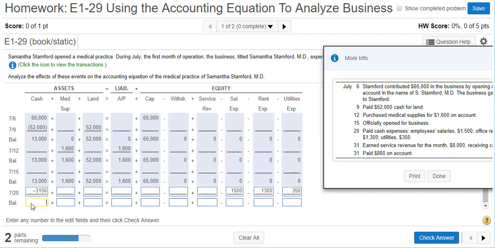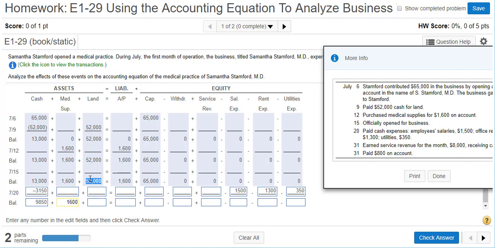Now we have to calculate our balances. So we had $13,000 cash. We subtract $3,150, and that gives us $9,850. We had 1,600 medical supplies. We did not affect it, so we still have 1,600.